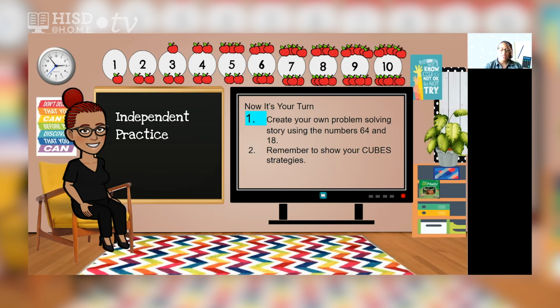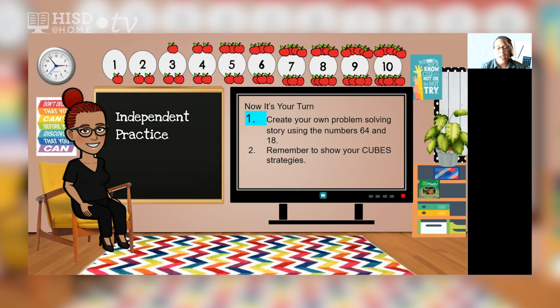Remember, cubes is circle the key numbers, underline your question, box the action words, eliminate extra information, and show your work and solve.